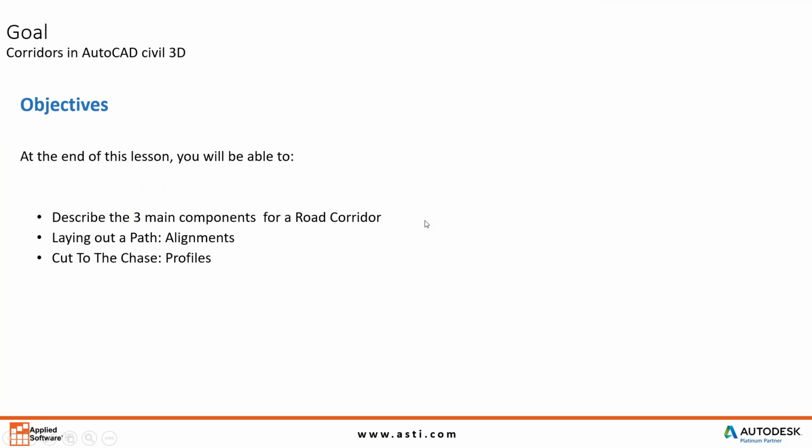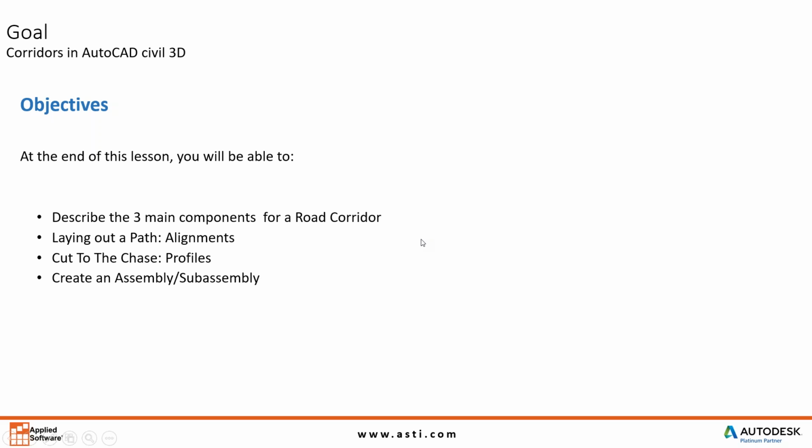So the goals for today, at the end of this session here, we would specifically know the three main components for a road corridor, laying out a path in terms of alignments, and then maybe cut to the chase to do some profiles. And then specifically, there are situations where someone will create a corridor like in seconds to kind of show you. But that process requires step by step and a specific workflow. So I'm going to give you a combination of them all. And then maybe for part two, we can get more into some detailed things.